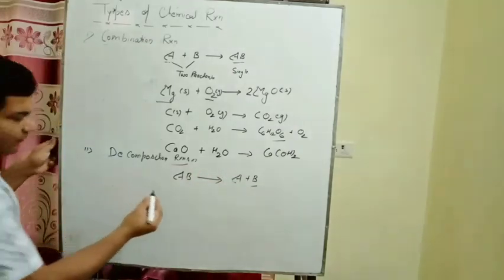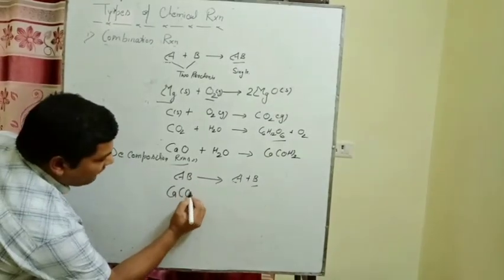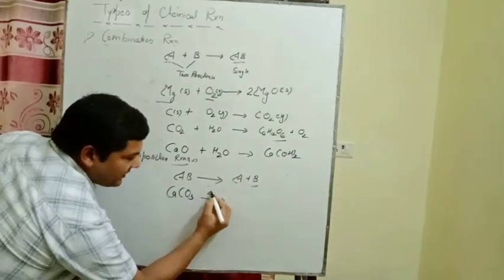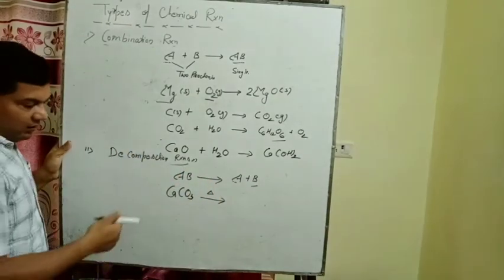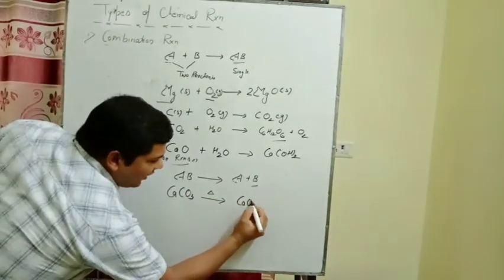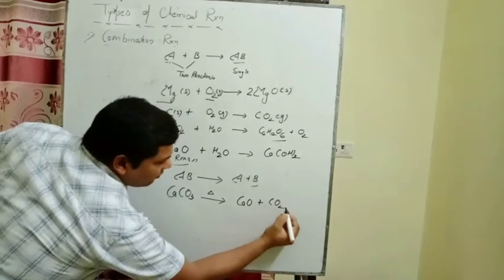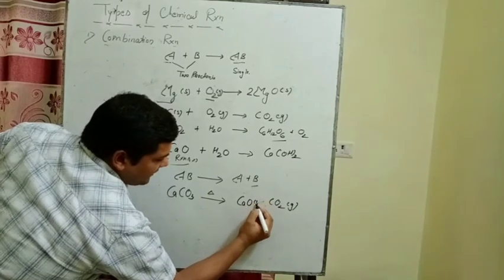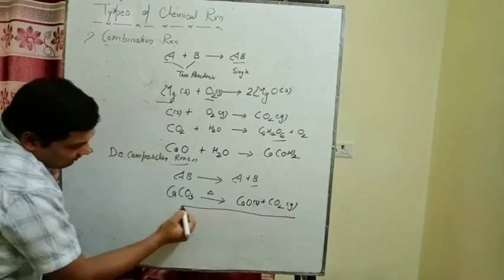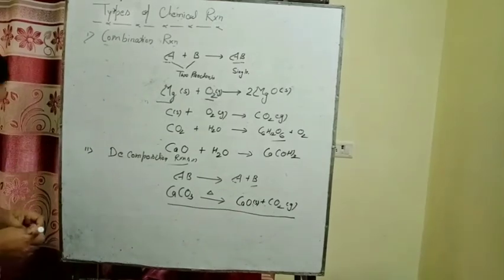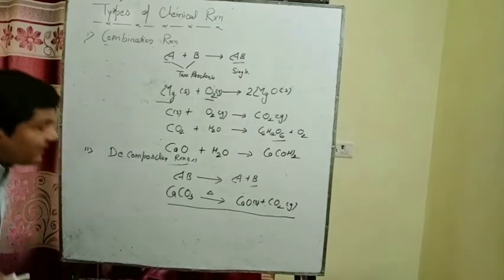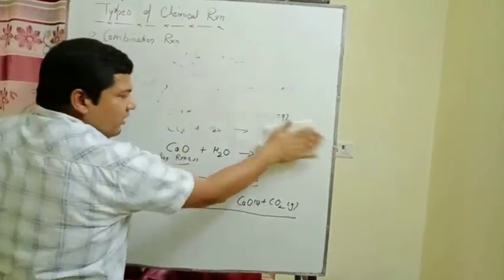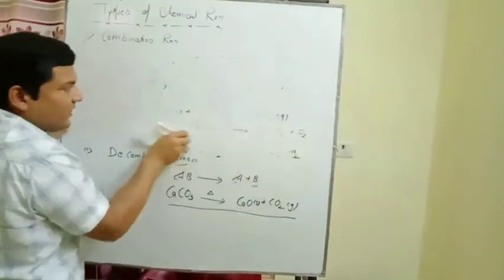Suppose I take the example of heat. This is calcium carbonate. If you supply heat to it, we represent heat with the symbol of a triangle, it will give you CaO plus CO2. You can write CO2 as a gas and CaO as a solid. So this is a decomposition reaction. Suppose I take another example of decomposition, where electricity is used. H2O. This is the best example for decomposition of H2O, that is with the help of electricity.